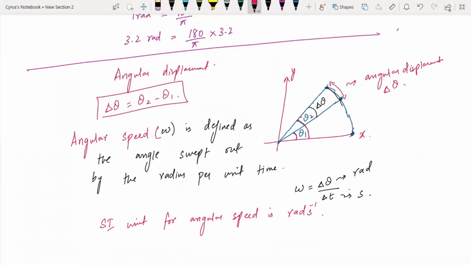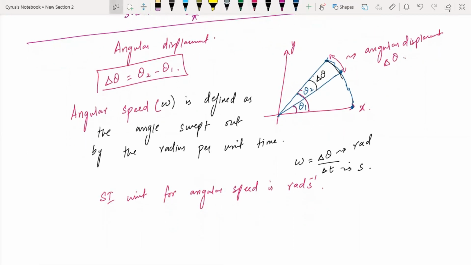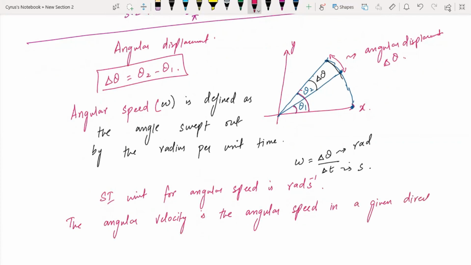अच्छा, अब आप लोग सोच रहे होंगे कि angular speed ये है, तो angular velocity क्या है? तो angular velocity is just angular speed in a given direction. ठीक है, angular velocity is the angular speed in a given direction. And you should know that if you're talking about given direction, it can be either clockwise or anti-clockwise, right?